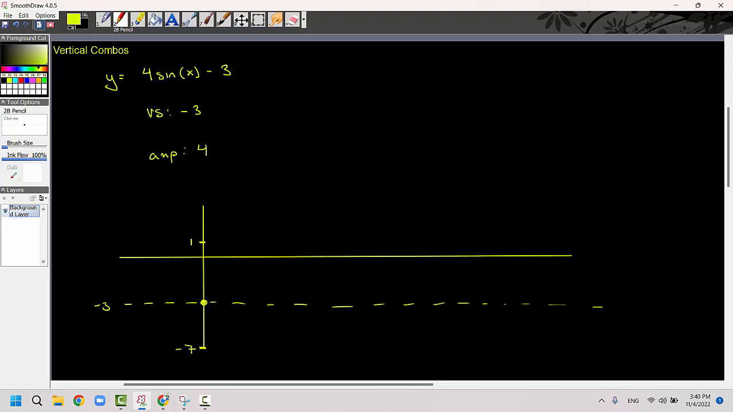Sine starts in the center. It's going to go up, down, and then up. Quarter clock backwards. And of course, this right here is 2 pi, 1 period. Halfway is pi. Halfway between the halfway is pi over 2. 3/4 of the way is 3 pi over 2. Quarter clock backwards is negative pi over 2. And you're done. You have done a vertical combo graph right here.